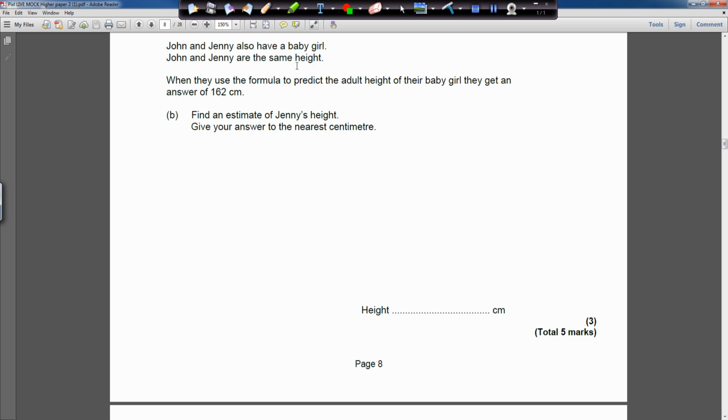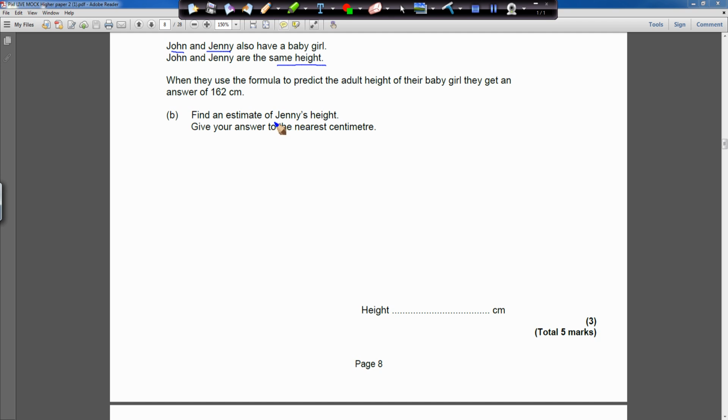John and Jenny also have a baby. So this is another couple, father and mother. One second, let's quickly grab the pen. So here we have the father and the mother have a baby. John and Jenny are the same height. So the heights of the parents are the same. When they use the formula to predict the adult height of their baby girl, they get an answer of 162. Find an estimate of Jenny's height. Give your answer to the nearest centimeter.